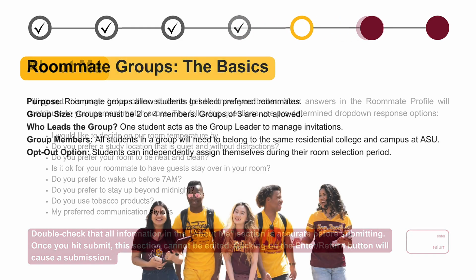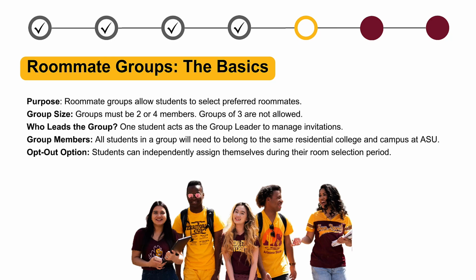Roommate groups. Wish to live with friends? The roommate group allows you to coordinate with others. Groups can have 2 or 4 members, and one student serves as the group leader to send out invites. All group members must be part of the same residential college on the same campus. You can opt out and independently assign yourself to any bed space as well. Think of groups as a feature, not a requirement.